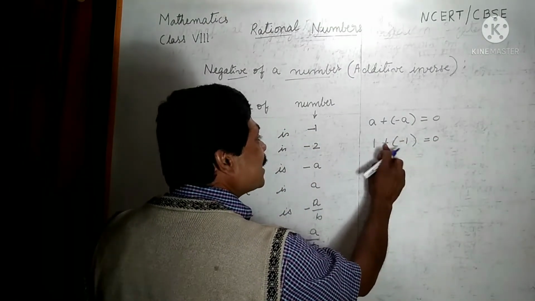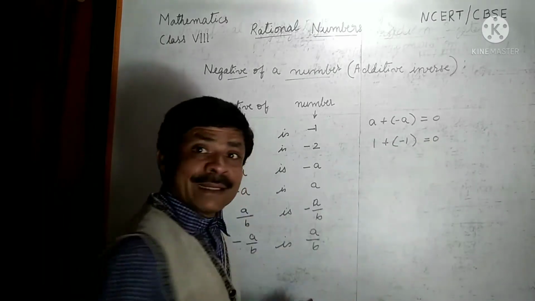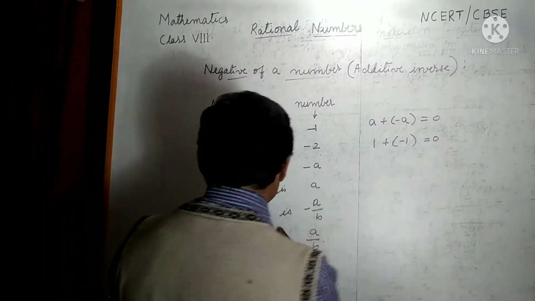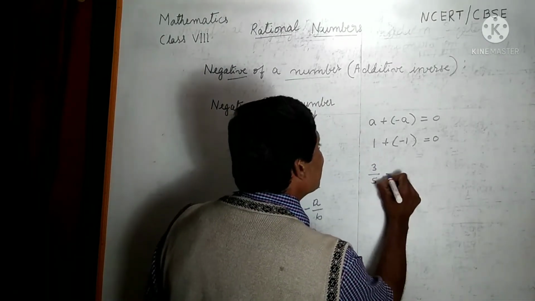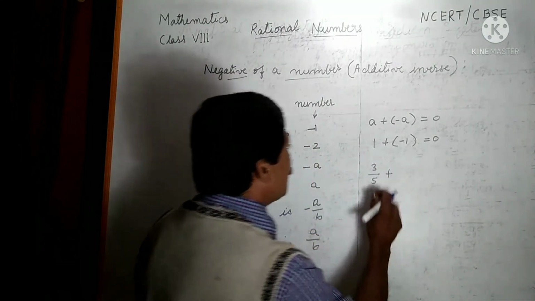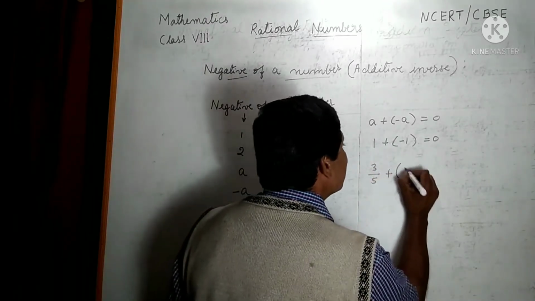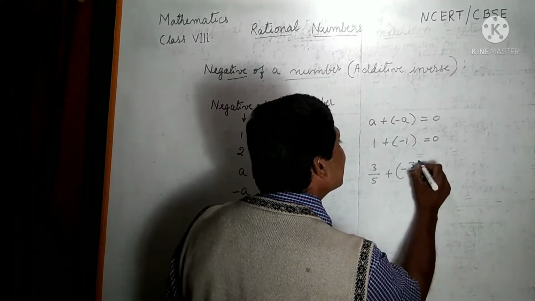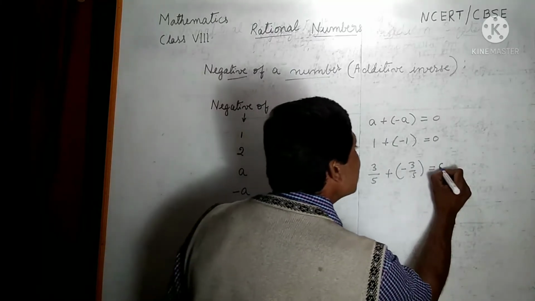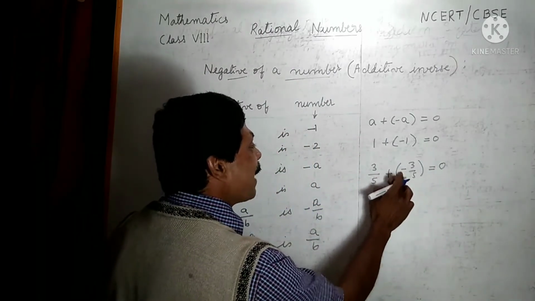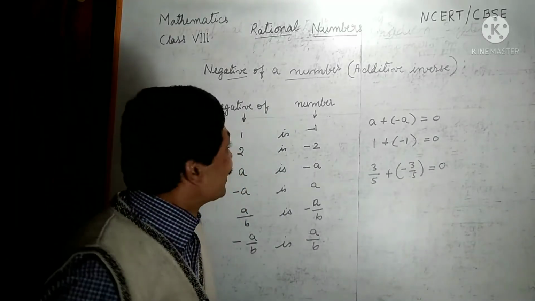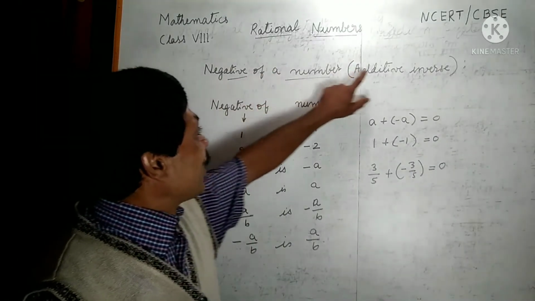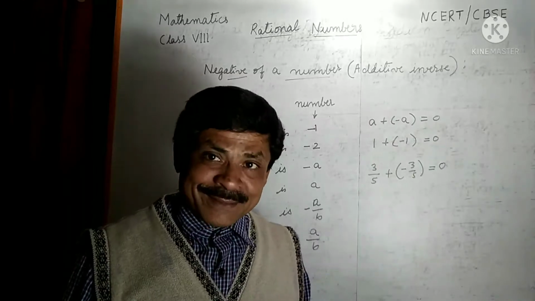Minus into plus is minus. 1 minus 1 is 0. Similarly, for a rational number, let us see, 3 by 5 plus negative of 3 by 5, which is minus 3 by 5, is equal to 0. Minus into plus is minus. 3 by 5 minus 3 by 5 is equal to 0. So that negative of a number is also called additive inverse.